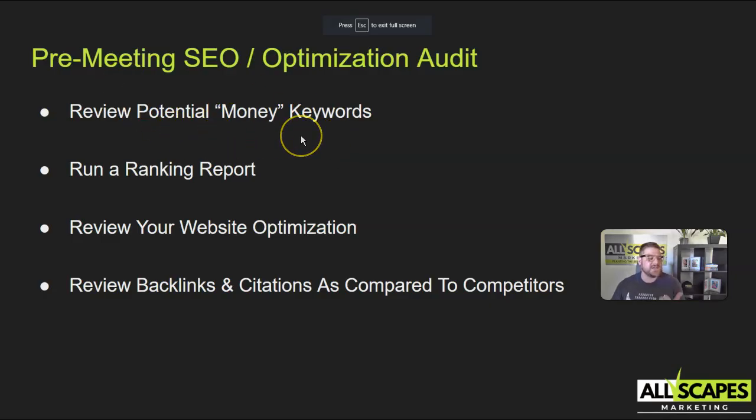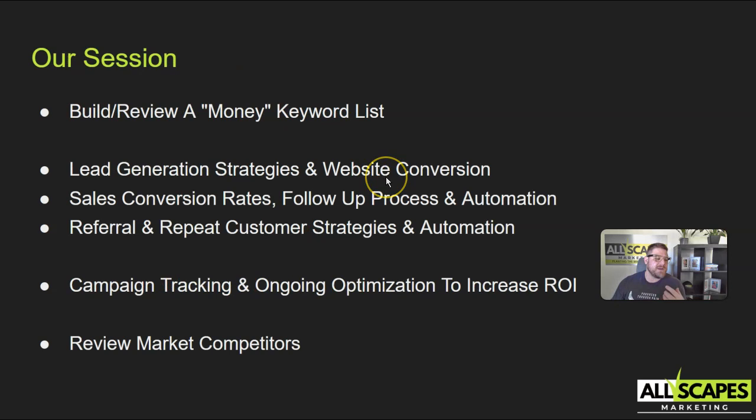So in this little SEO and optimization audit that I'm going to do now, I'm going to review your potential money keywords. I'm going to have a look at where you're currently ranking for some of those keywords on Google. I'm going to review your website optimization and your backlinks and citations as compared to your top competitors online, whoever they may be. And then when it comes time for our strategy session, you and I can build a money keyword list or review one if you have one already.